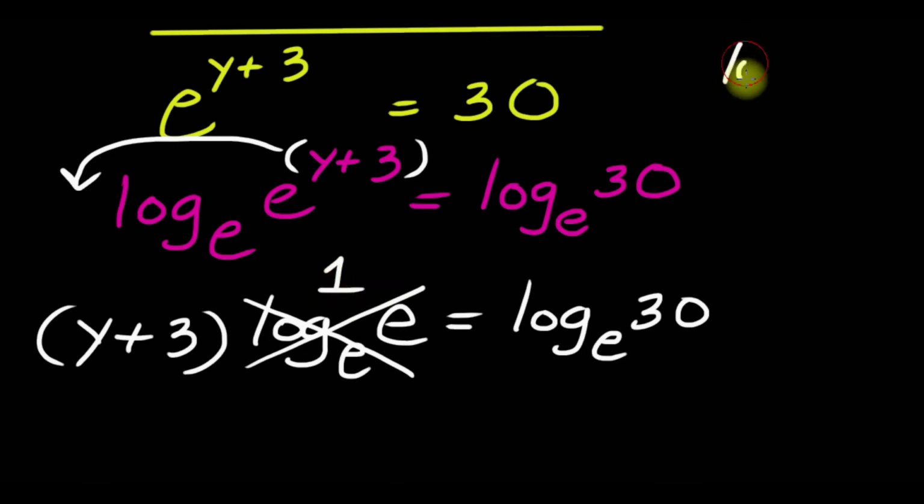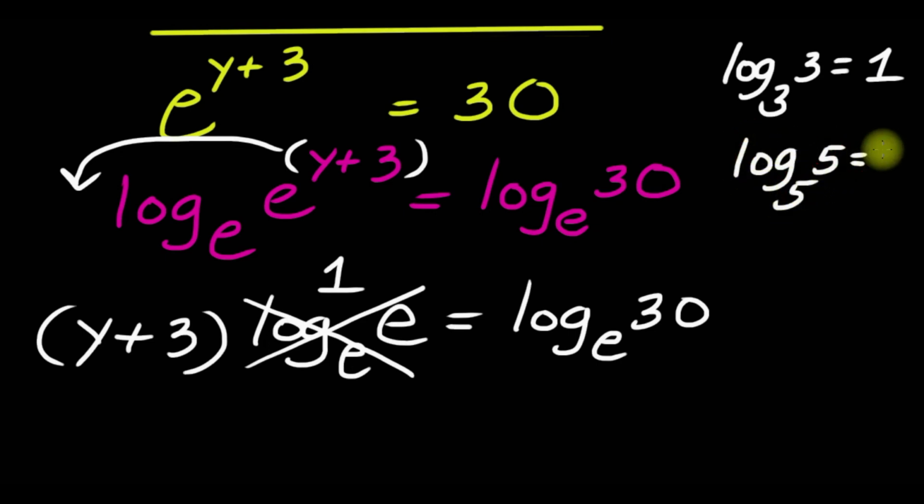Let's say you have log base 3 of 3, right? Well, 3 to the first power is 3, so this is going to be 1. Log base 5 of 5 is also going to be 1. So log base e of e is 1. Okay, so this comes out to 1.